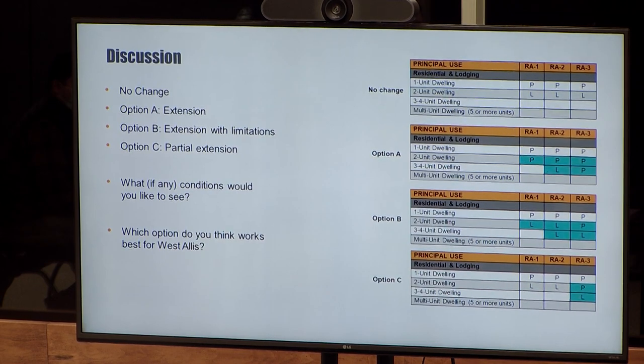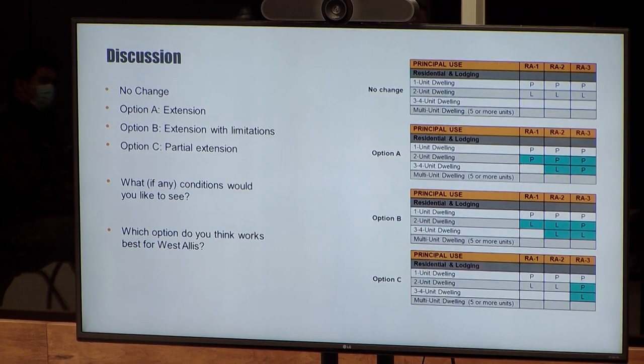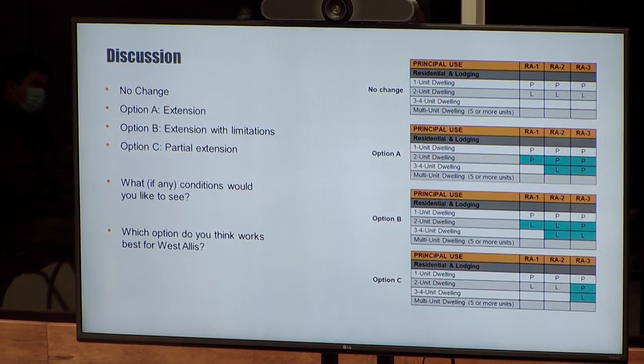Where they'd be permitted, a duplex would be permitted all the way through all of our residential districts, and you'd have a little bit more flexibility for those 3 to 4 unit apartments, but it wouldn't be allowed in most of our RA1 or RA2. Then there's the RAB, which is a little bit less big of a change that would allow those duplexes in RA3, but not much elsewhere. It would just be a slight extension.